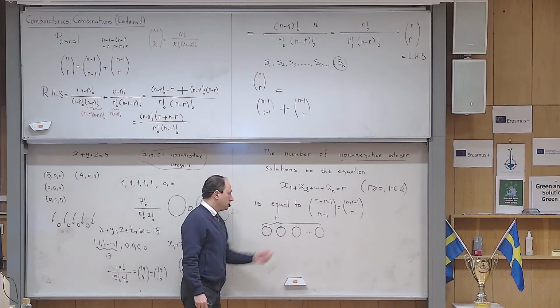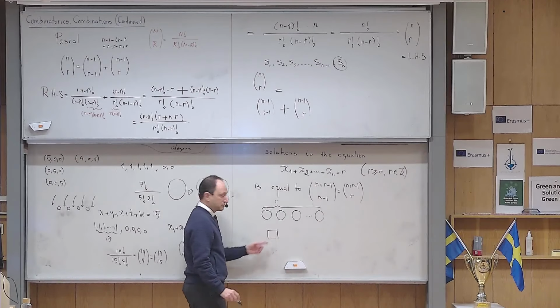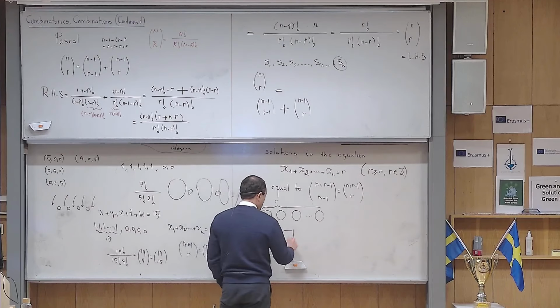So here we have n distinct boxes. Number 1, number 2, up to n.